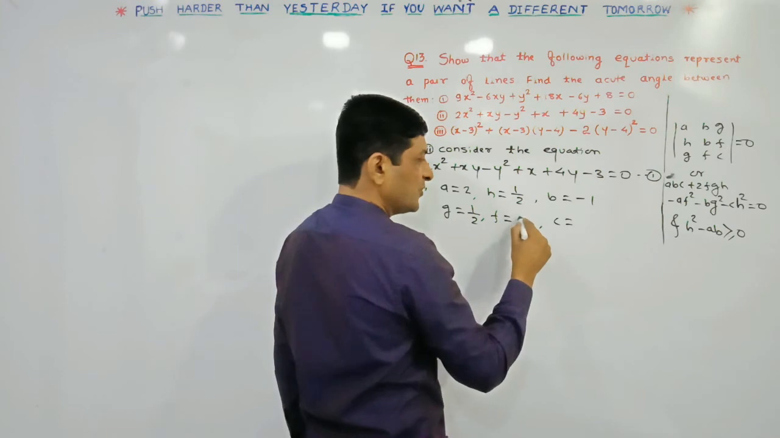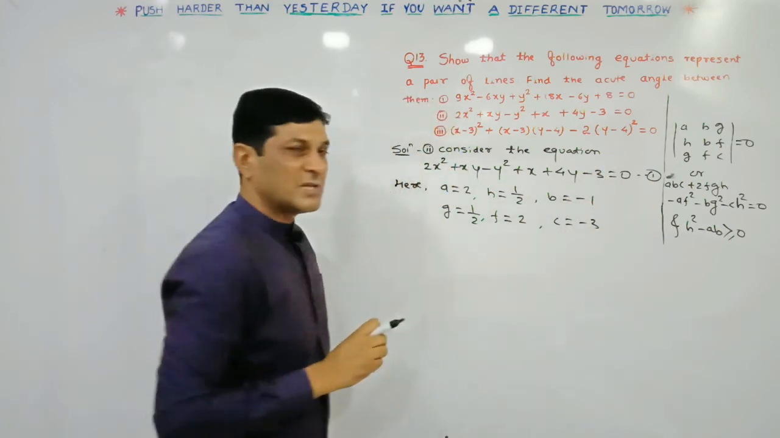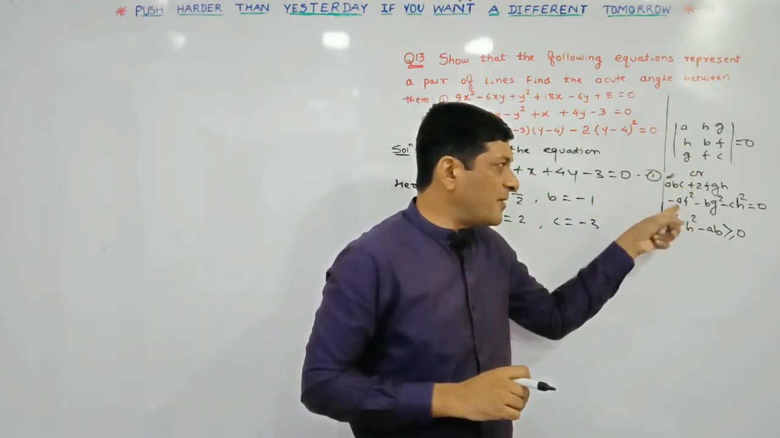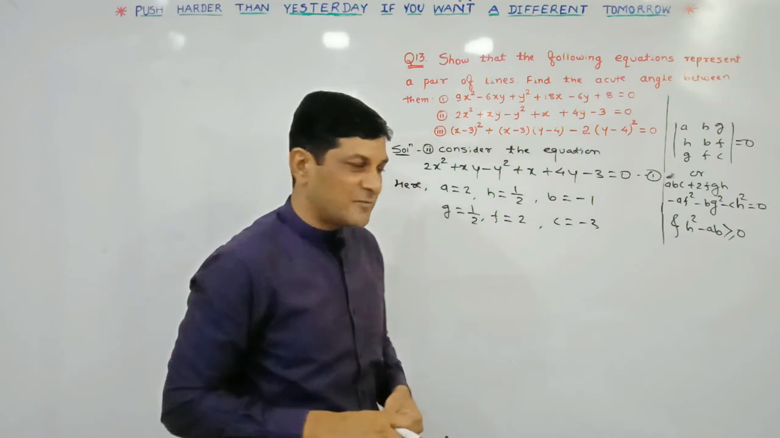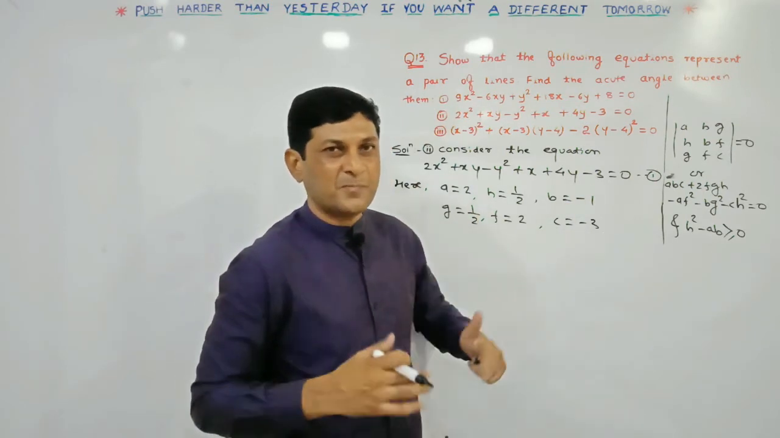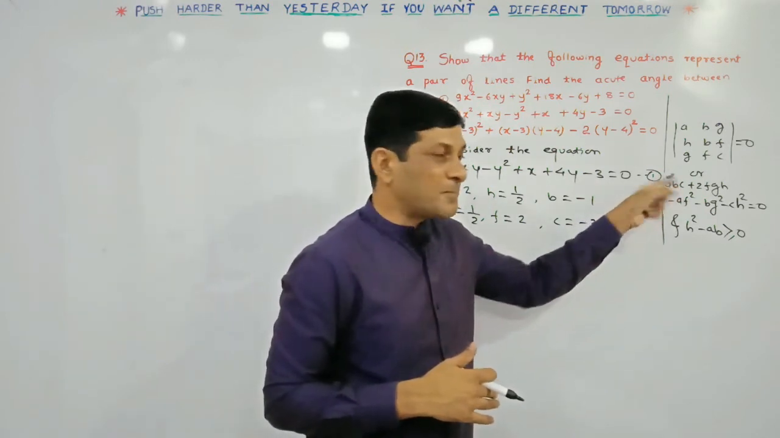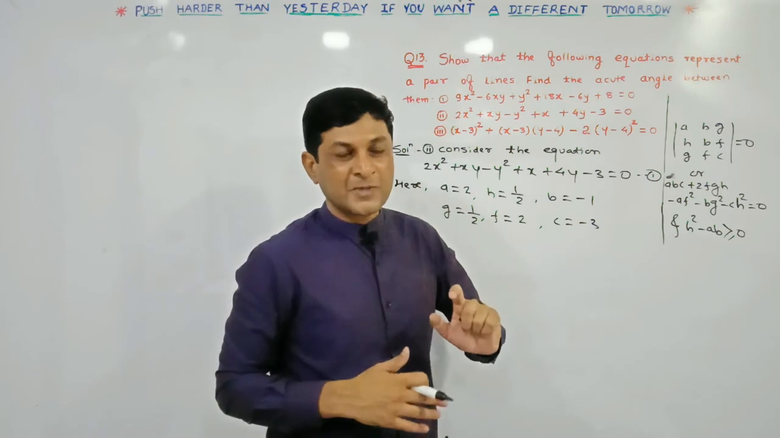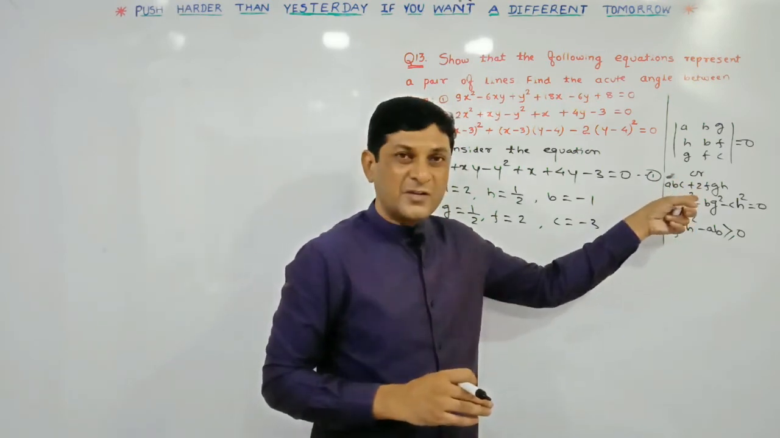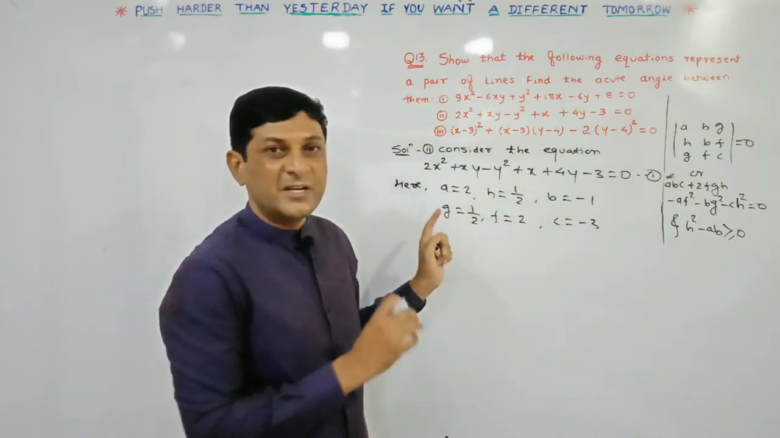2f is equal to 4 means f is equal to 2 and c is equal to minus 3. Once these values are known to us, then find out the value of the determinant, or the value of this expression. But remember that whenever the values of a, b, c and h, g, f appear as fractions, for simplicity, it is better to give priority to the expression, because calculation becomes easy if we use the expression when the values are in fractions.